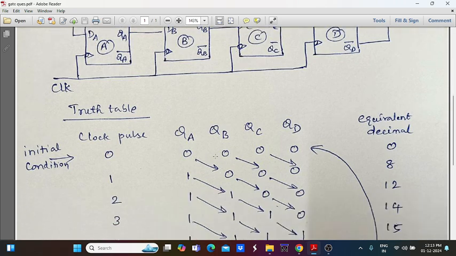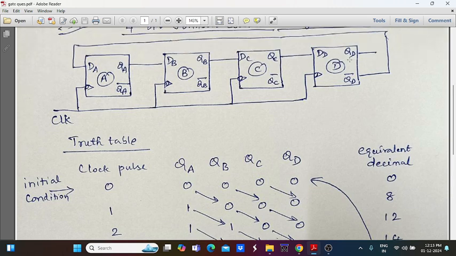For the initial condition, the QD output value is 0. The QD is equal to 0 here, and the inverted QD bar is now 1. Now this 1 is given as an input to DA. So when you give the first clock pulse, the DA input is received from QD bar, whose value is 1. That same value will be the output for QA. So in QA, for the first clock pulse, the value is 1.